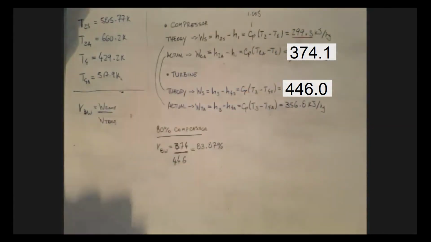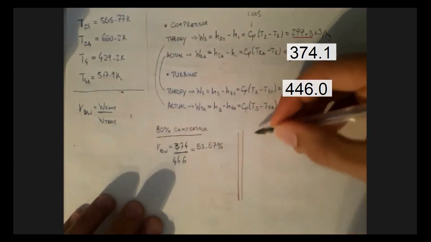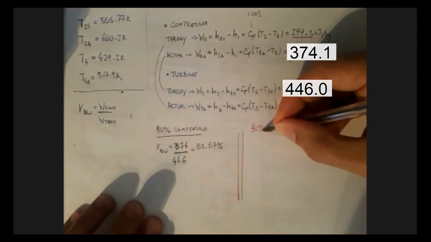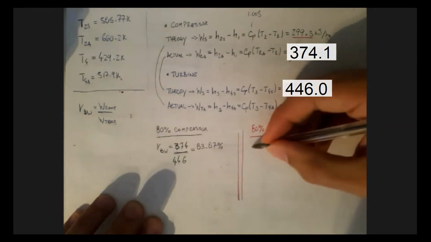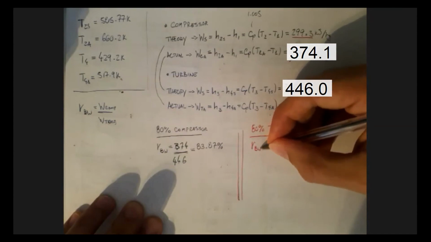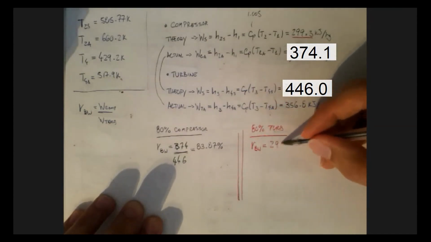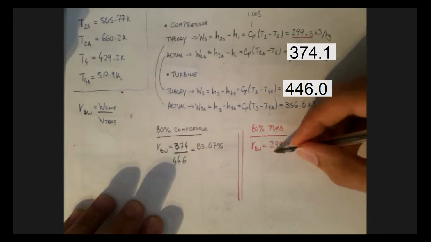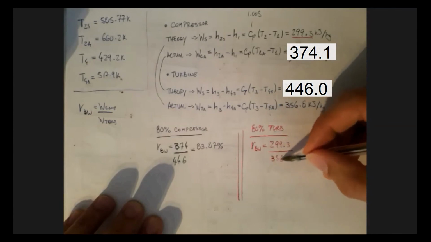Okay, so now let's compare against the other one. Let's see what the backwork ratio is for one in which the turbine is 80% efficient and the compressor is nice and neat. So backwork ratio, that's going to be 299.3 divided by the 356.8.